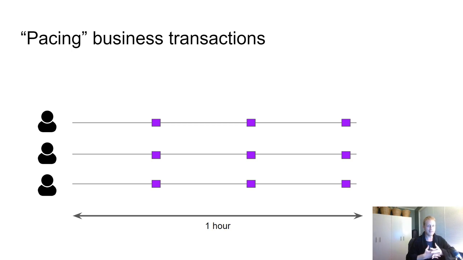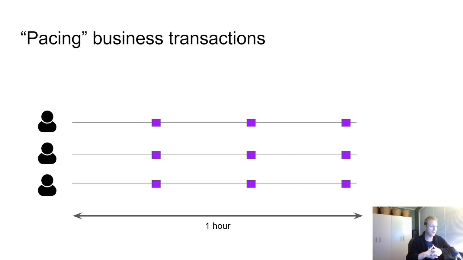We use pacing. In order to run the test that I just discussed, we would have to have 3 virtual users each booking 3 flights. And they would need to book a flight every 20 minutes to achieve that within 1 hour. And that's what pacing is. It's how long each virtual user needs to complete their business scenario in order to achieve the desired throughput.